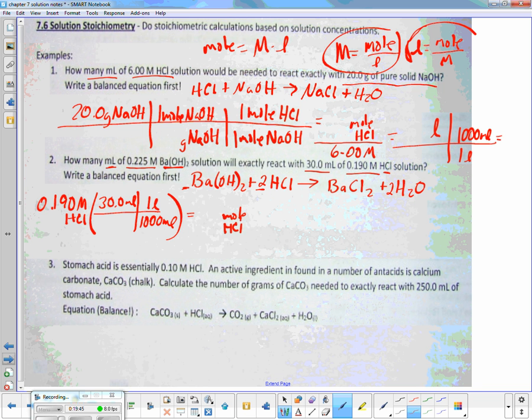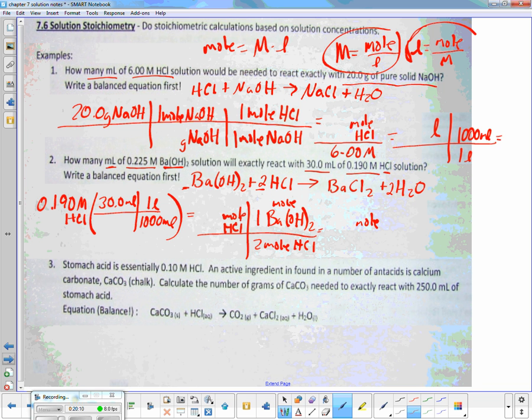Everybody okay with that? All right, then I'm going to use my conversion here to convert. For every 2 moles of HCl, I get 1 mole of barium hydroxide to balance it out. Okay, now I've got moles, right?